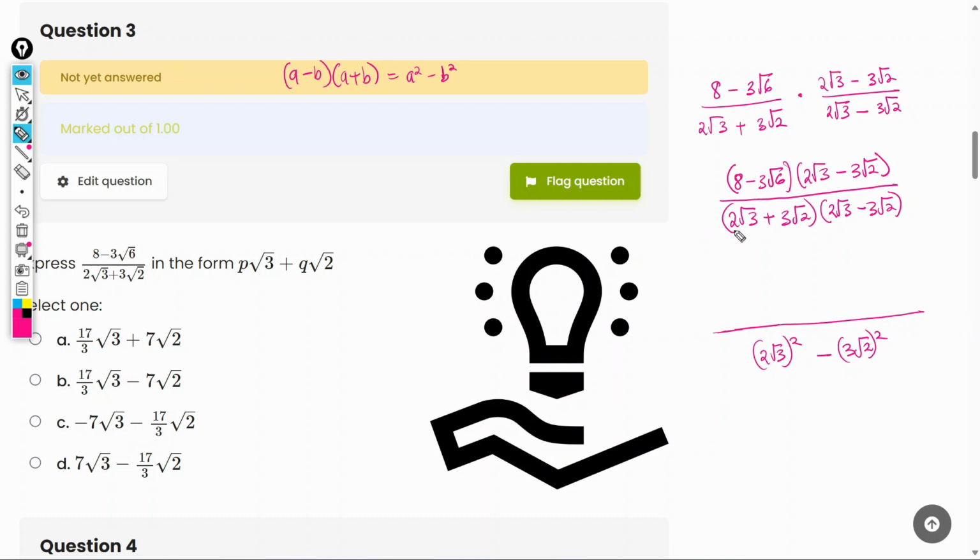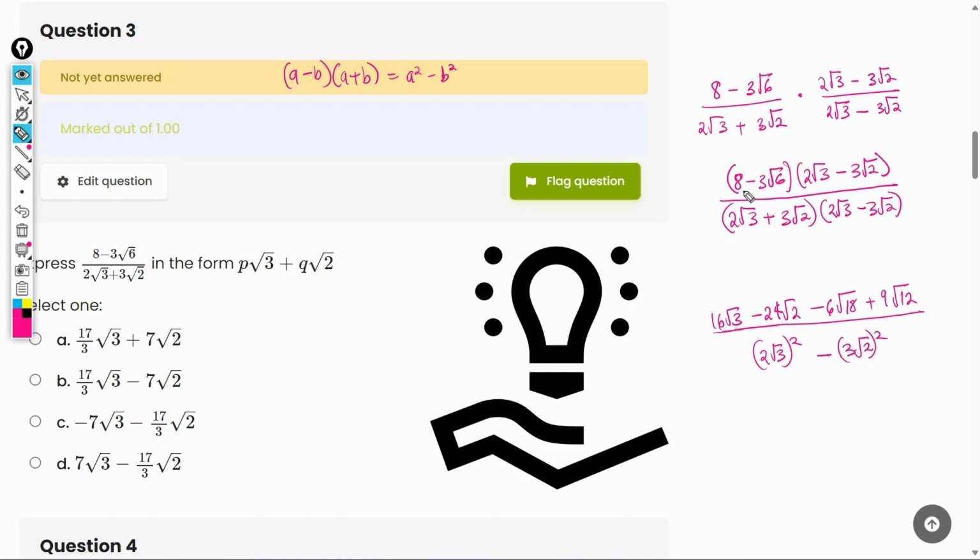8 times 2 root 3 would give you 16 root 3, and then 8 times minus 3 root 2 will give you minus 24 root 2. All right, then minus 3 root 6 times 2 root 3 would give me minus 6 root 18, and then minus 3 root 6 times minus 3 root 2 would give me plus 9 root 12.